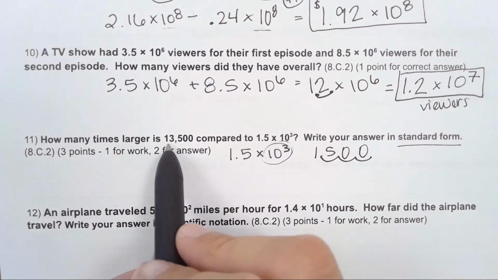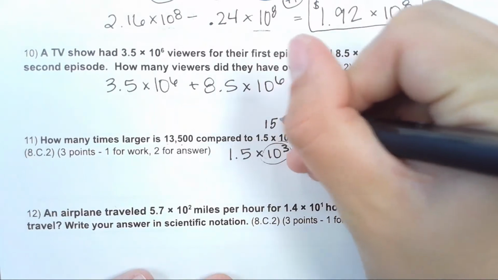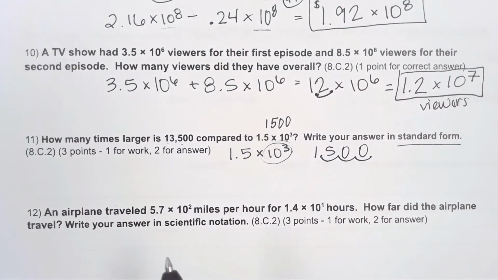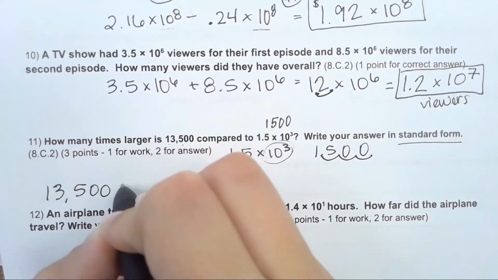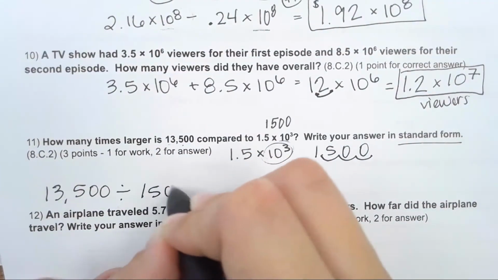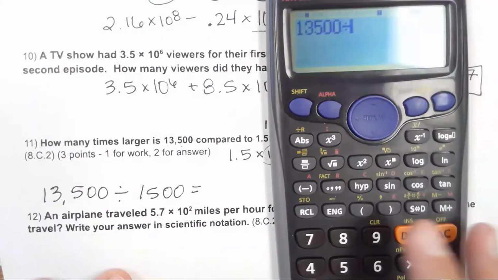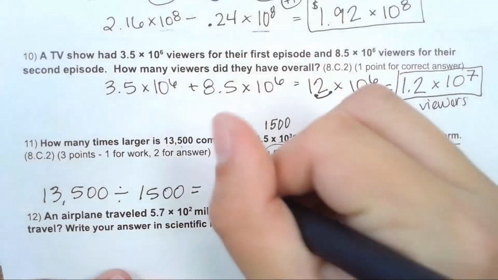So I now have 13,500 and 1,500, and I'm trying to figure out how many times greater is this number compared to that number. So the operation that we're doing here is division. So if I were to take 13,500 divided by 1,500, I get an answer of 9. So it's 9 times bigger.